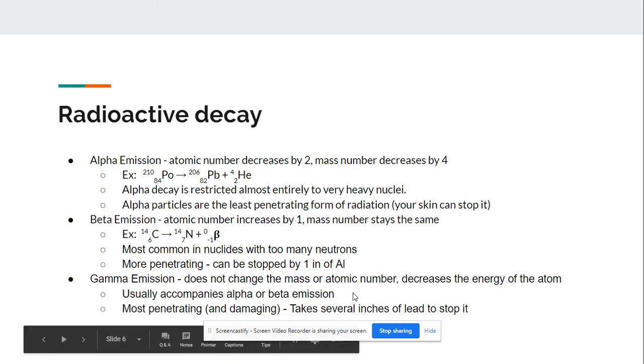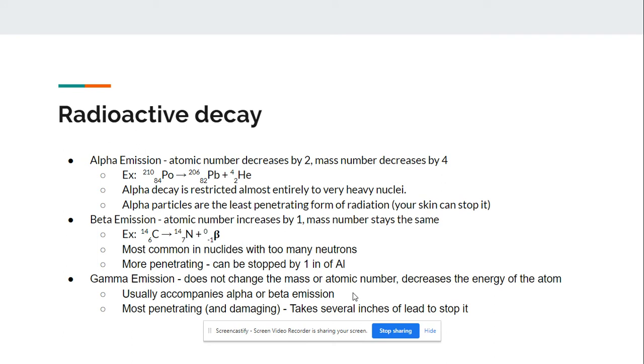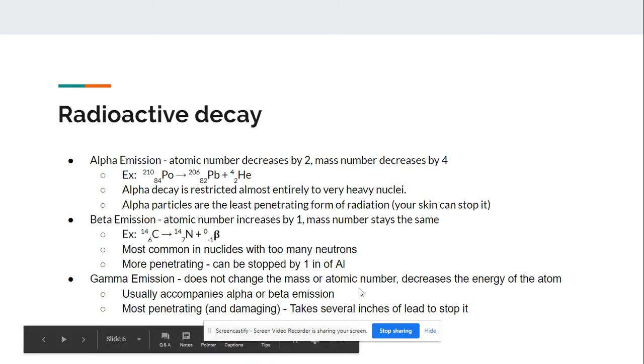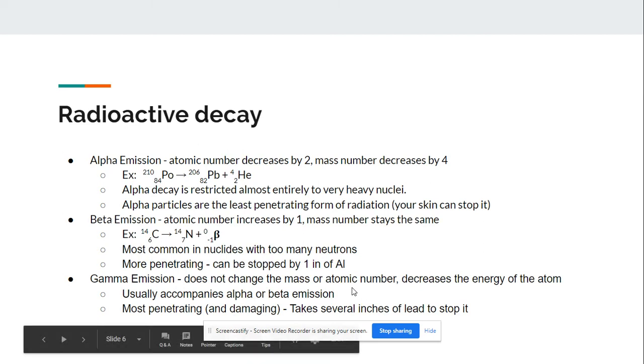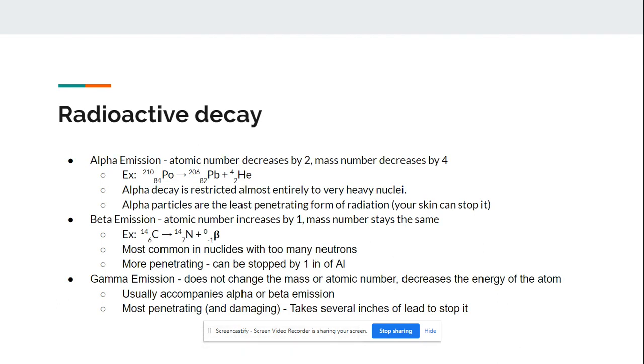Gamma emission, on the other hand, doesn't change the mass or atomic number of the particle, but it does decrease the energy of the atom. And if you remember our electromagnetic spectrum talk, gamma radiation was on the far right of that spectrum, which means it's very high energy. It's also very penetrative. This is the kind of radiation that you need to worry about because it takes several inches of lead or steel reinforced concrete to absorb it and not let it get to you.